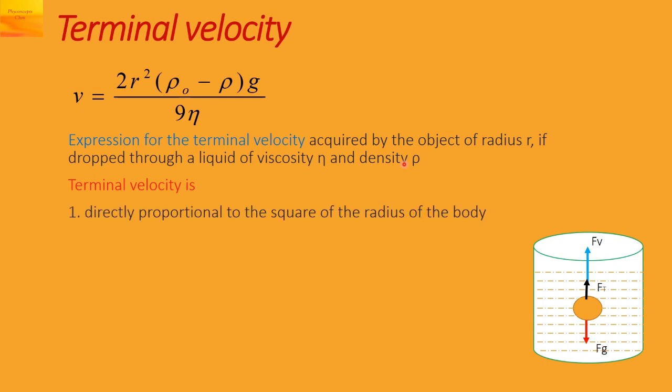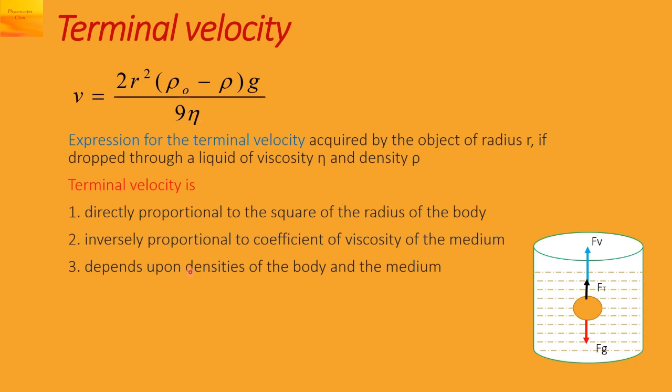The terminal velocity is directly proportional to the square of the radius of the body, we can see r square. It is inversely proportional to the coefficient of viscosity of the medium, we can see that it is inversely proportional to eta, and it depends upon the densities of the body as well as the fluid, you can see rho 0 and rho.